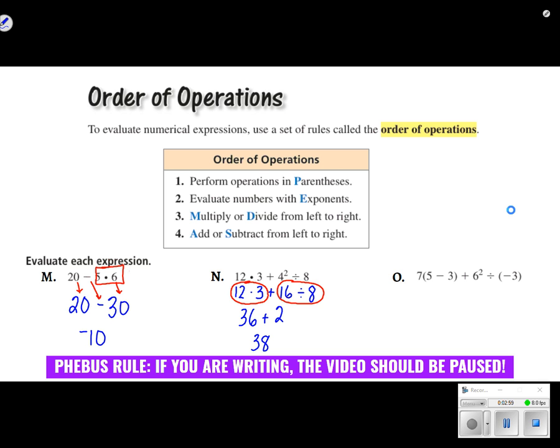You can put these things in the calculators. Calculators have been programmed to follow the order of operations, but you should know how to do these because they're fairly simple.